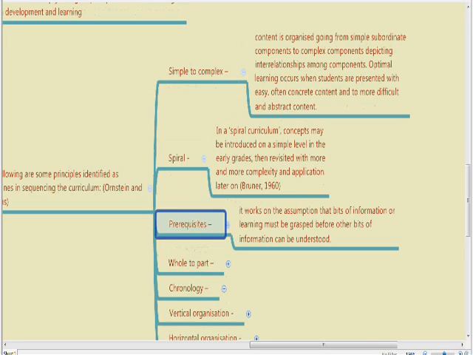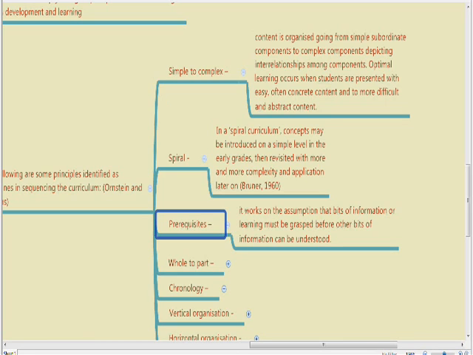Curriculum must really handle prerequisites. It works on the assumption that bits of information or learning must be grasped before other bits of information can be understood. So all curriculum must have assumptions, right? Because, for example, when you come into my class, I do have certain assumptions that students are able to do this list of things.